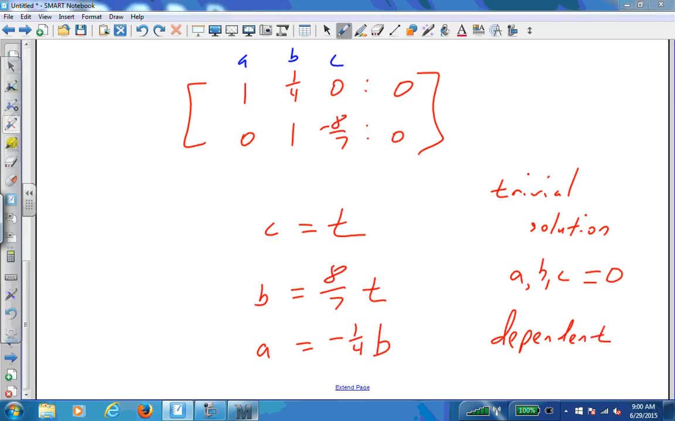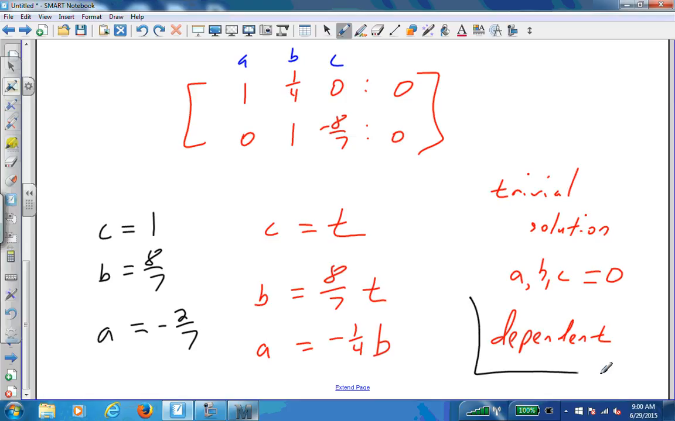So just for example, if we let C be 1, then B would be 8/7. A would be -1/4 of that. So 8/7 times -1/4, that's -2/7. So that would be an example of something that is a solution to that homogeneous system, which means they are dependent on each other.